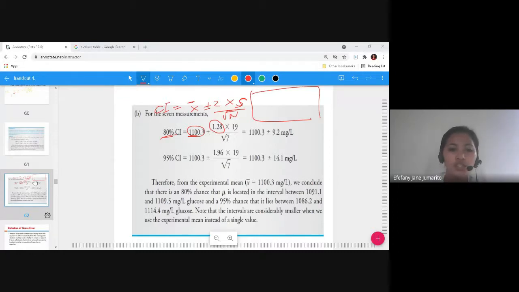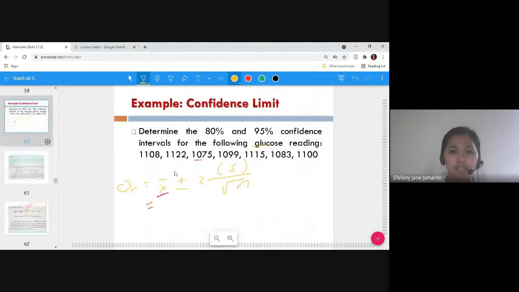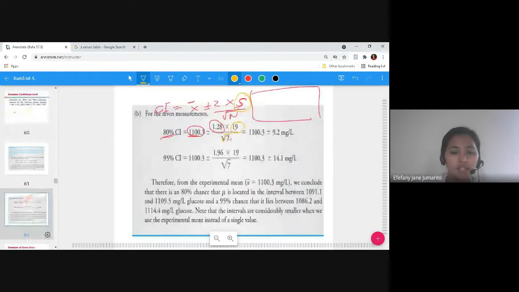So, you use that formula in getting the S, the standard deviation. When you calculate that one, you will get 19. Then the square root of n. N here is how many samples are present here? It's 7. So 1, 2, 3, 4, 5, 6, 7. That's why it's square root of 7.